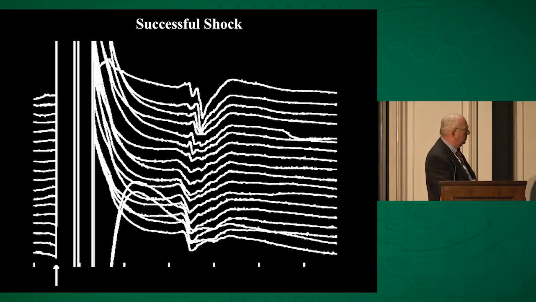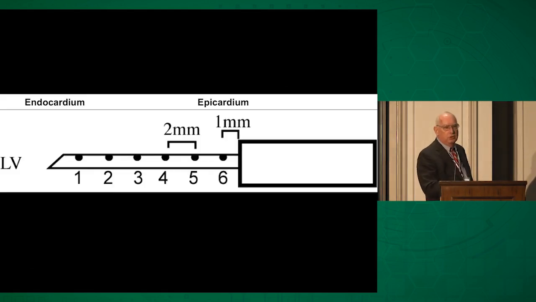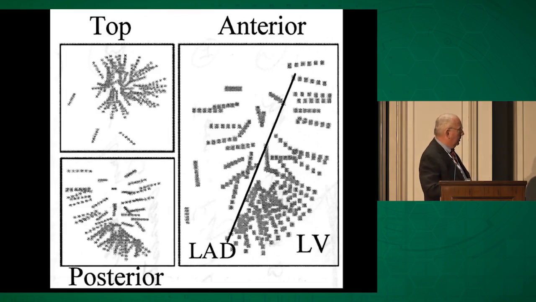So we did a study, you remember the plunge needles, where we put plunge needles all over the RV and LV. And here's a representation. It's 3 different views. Let's just look at this anterior view. Here's a plunge needle with the 6 electrodes from epicardium to endocardium. Here's a plunge. Here's a plunge. There's a lot of them down here.